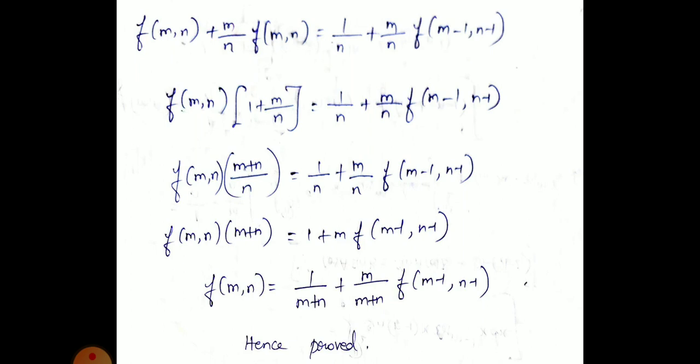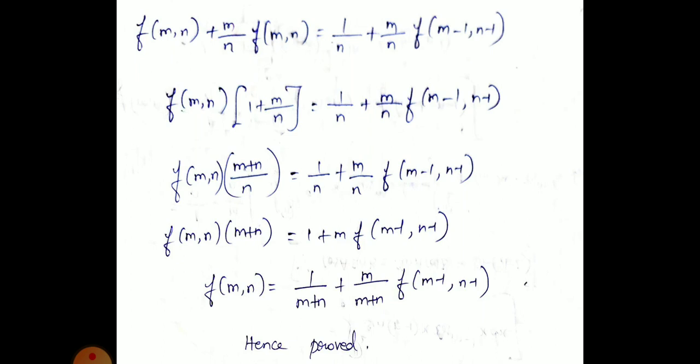So it has to be in the multiplication. Now, if you take it to the right-hand side, it will become a division, we know that. So 1 by m plus n plus m by m plus n into f of m comma n minus 1 comma n minus 1. This is the proof of the first one, f of m comma n.